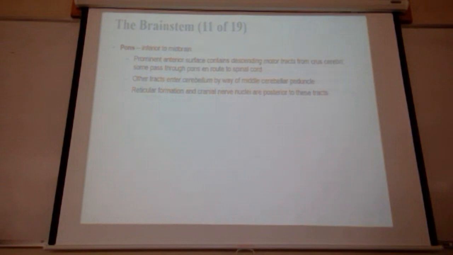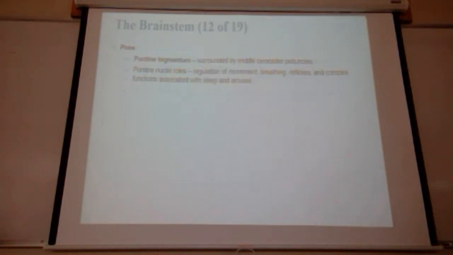The pons is inferior to the midbrain. Its prominent anterior surface contains the descending motor tracts from the crus cerebri. Some pass through the pons en route to the spinal cord. Other tracts enter the cerebellum by way of the middle cerebellar peduncle. And the reticular formation and cranial nerve nuclei are posterior to these tracts.